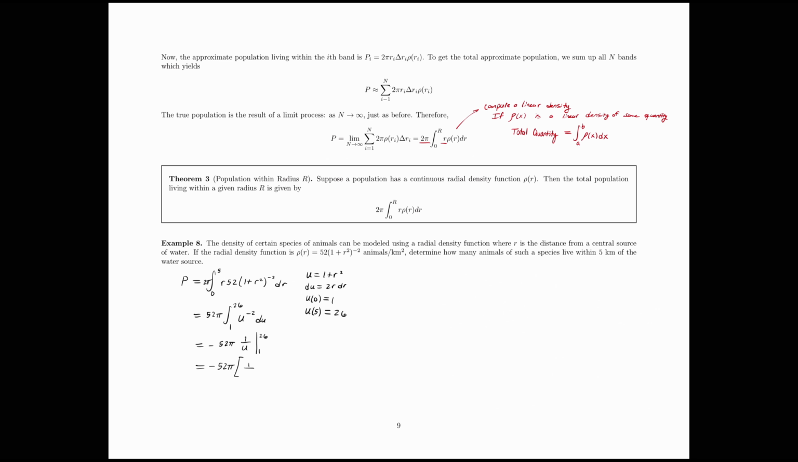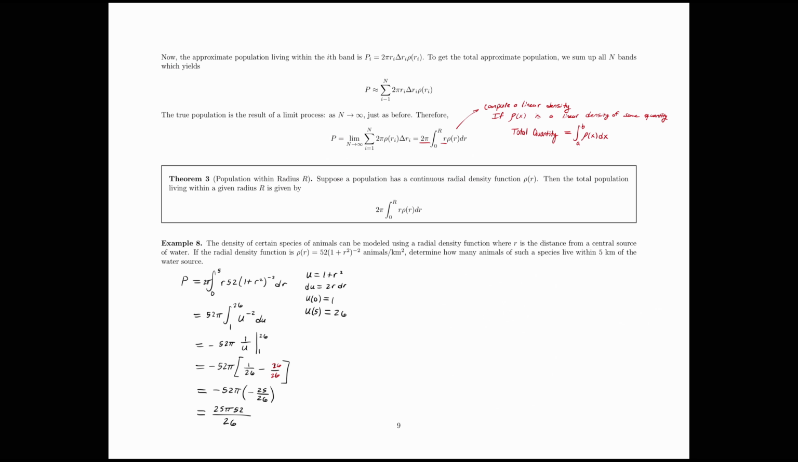So this would be 1 over 26 minus 1 over 1. We can get a common denominator here. We'll just multiply this by 26 over 26. So then we would have negative 52 pi times the quantity 1 minus 26, so negative 25 over 26. So this cancels out, and we have 25 times pi times 52 over 26.